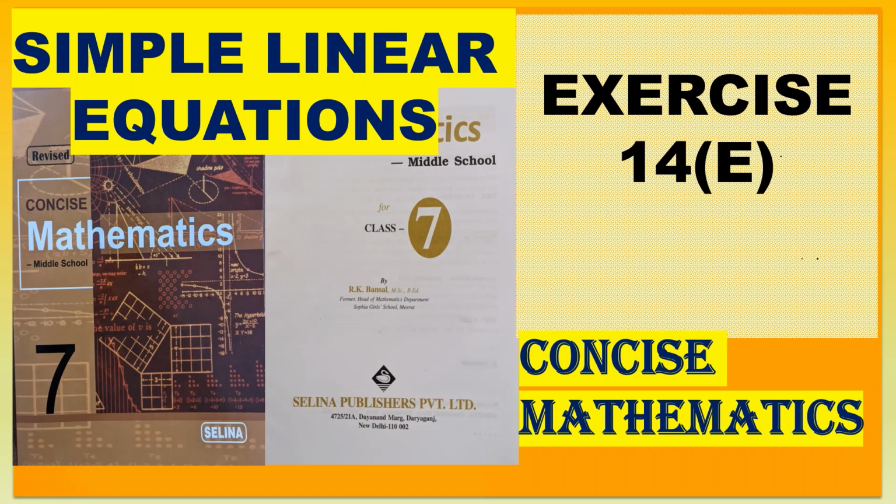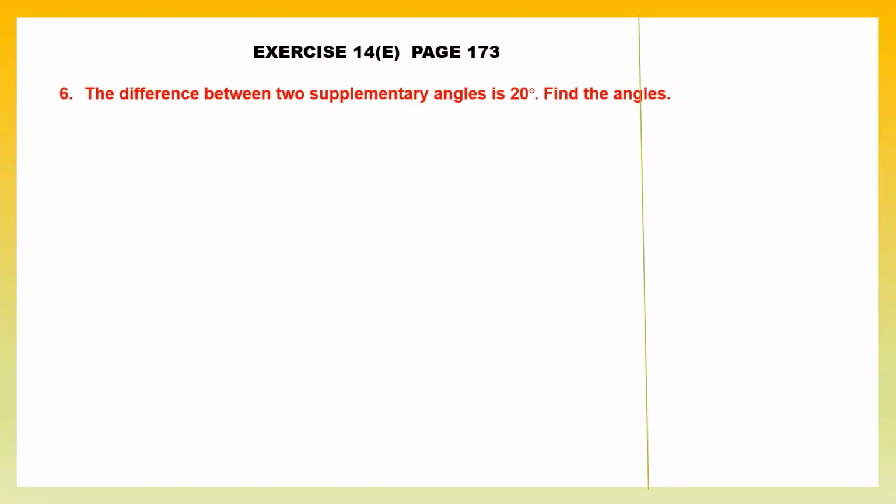Hello students, let's do simple linear equations, exercise 14E. This is found on page number 173. We are with question 6. The difference between two supplementary angles is 20 degrees. Now we have to find the angles.